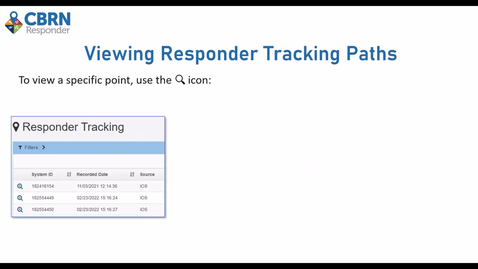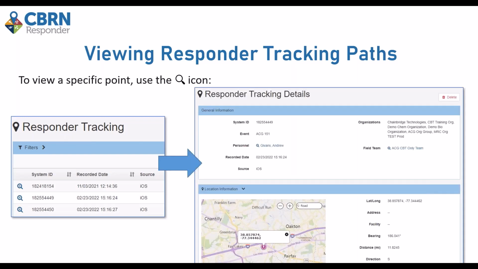If you wanted to view a specific point, you can use the magnifying glass icon and you'll see that specific responder tracking point and the details associated with it. So I can see, again, who collected it, when, the specific location coordinates, and some other location information. So I'm able to see exactly where an individual was at this time. You are able to see all of the responder tracking points, again, in this tabular view.